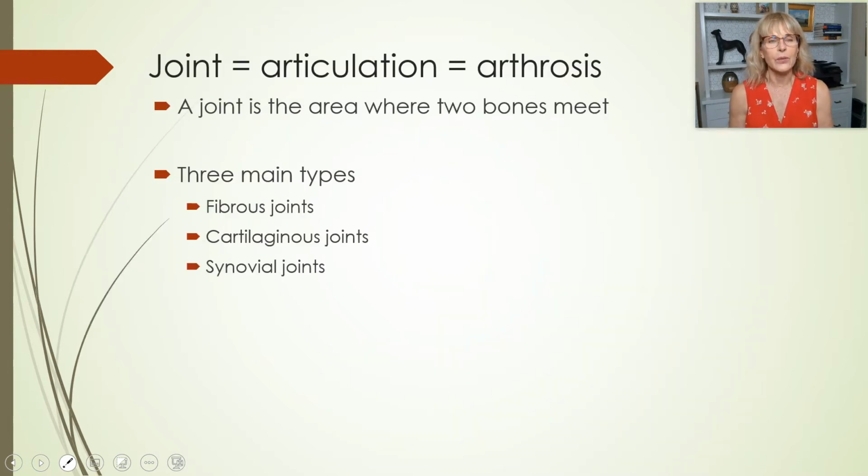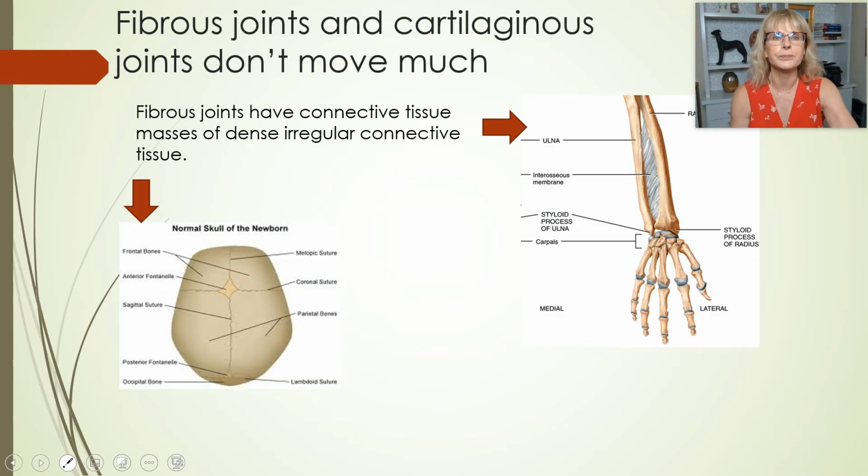I want you to know that a joint is an area where two bones meet. A joint is also known as an articulation. That's why the hyaline cartilage, right there where the two bones meet, gets called articular cartilage, because it's a part of the joint. Joints also get called arthroses. There are three main types of joints, and you should know the three types and examples of them. They are the fibrous joints, cartilaginous joints, and synovial joints. Let's look at the three kinds.